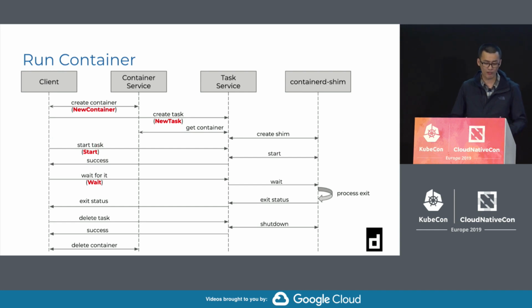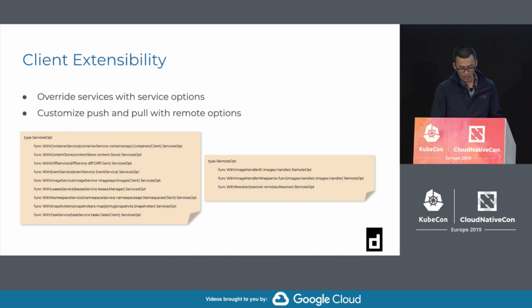If you want to wait for it, you can call the wait API. This API will block your current thread until the container dies. If you want to clean up that container, you need to call delete task first. It is used to shut down the shim and make sure there are no leaking resources. So this is the API set to control a running container. And besides this, the smart client also allows us to modify the existing behavior, including service connection and distribution.